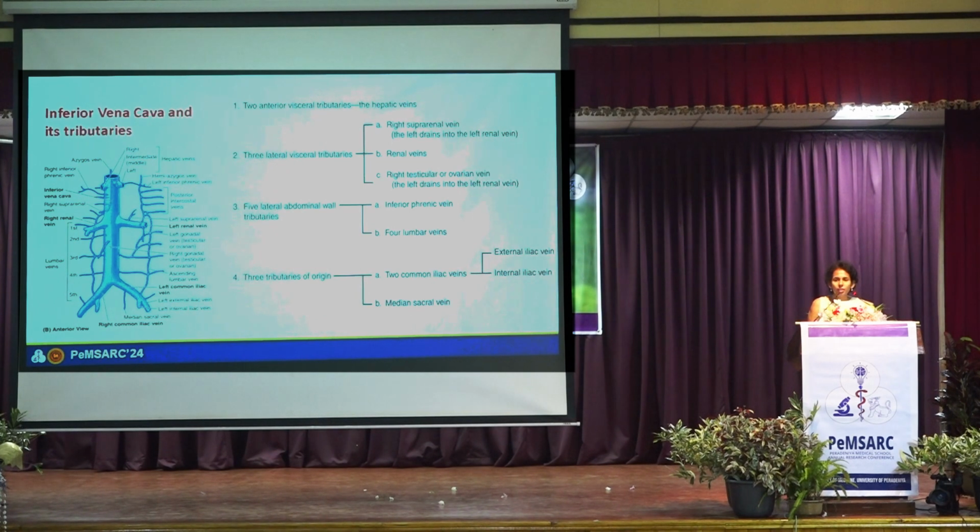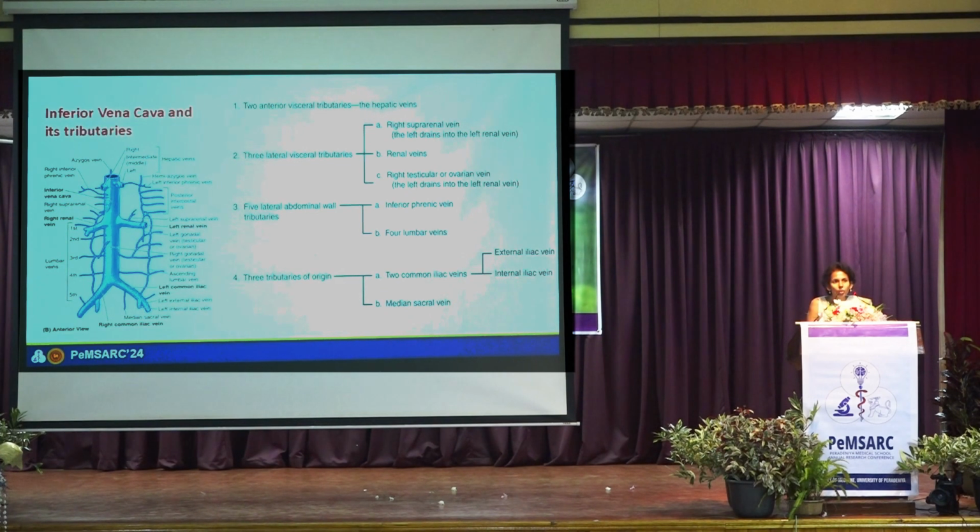So let's go to the systemic venous system in the abdomen. There we have 3 lateral visceral tributaries. What are those? Right suprarenal vein, then renal veins, then right testicular and ovarian vein. So then what happened to the left suprarenal and left testicular or ovarian vein? The common happening is both of them drain into the left renal vein. So that is a place where we can see some variation.